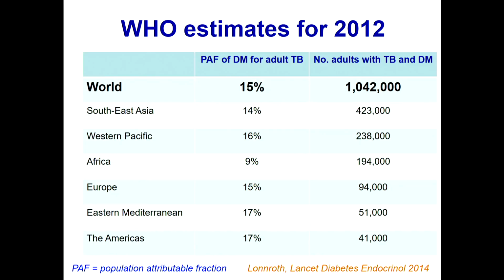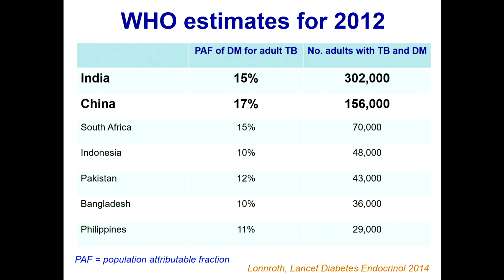In 2012, WHO did some estimates of the population attributable fraction of diabetes for adult TB, and they calculated this globally to be at 15%, which works out at having, in that year, over 1 million people living globally with diabetes-associated tuberculosis. And if you look at where these people live, India tops the league table, followed by China. Interestingly, South Africa comes 3rd, and then you have a number of big Asian countries below South Africa.